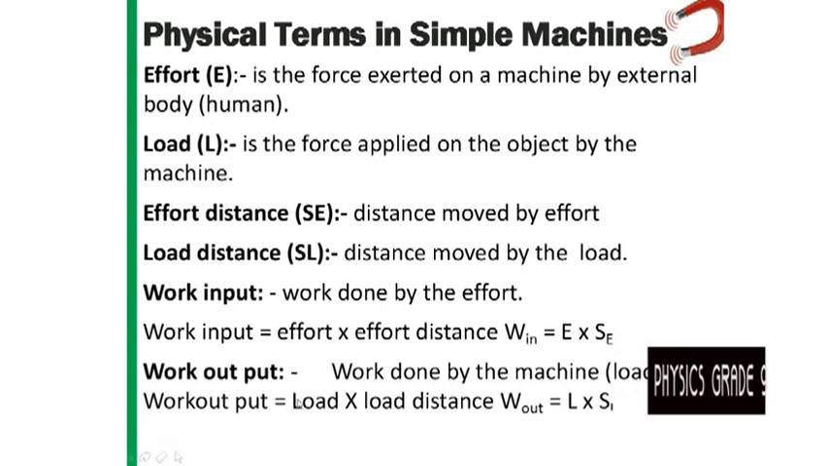The work output is the work done by the machine, in other words, the load. As the name implies, it's the output energy, and that's equal to the load multiplied by the load distance. We write it in a similar way to work input: W out to signify work output, equal to L, the load, multiplied by the distance which is moved by the load.